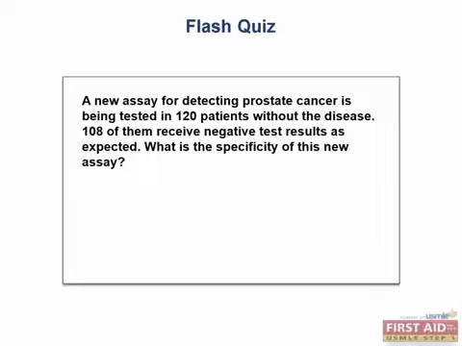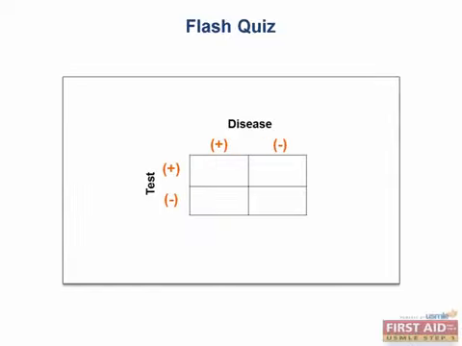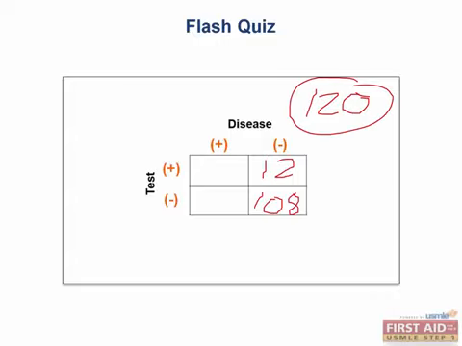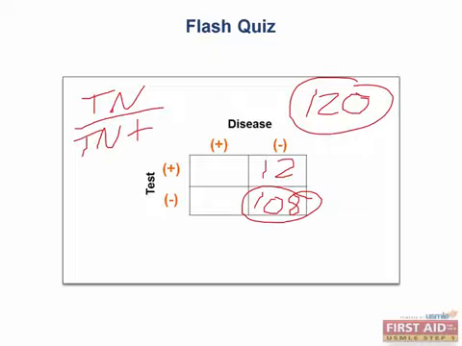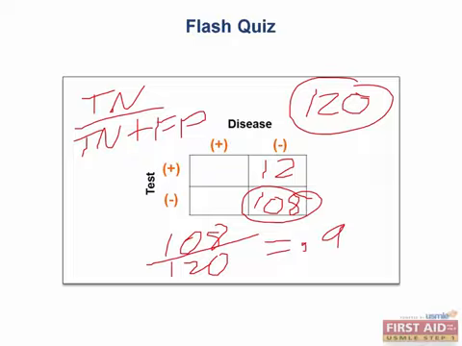So let's begin by looking at our 2x2 table. From the information, we know that 108 patients received a true negative result, whereas we also know that 12 got a false positive. And again, because 120 patients did not have the disease, and 108 of them got negative test results. So just plugging everything into our equation for specificity, which is true negatives over true negatives plus false positives, we end up with 108 over 120, which equals 0.9.